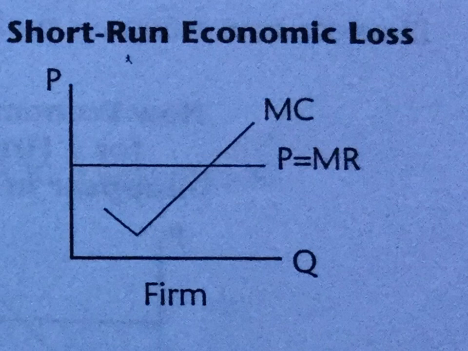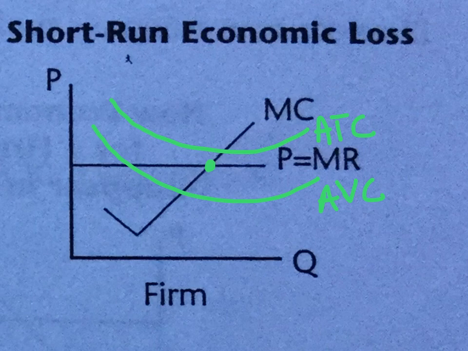So you're going to draw your average total cost above your price curve or demand curve, but your average variable cost will be below that price curve or demand curve. So again, this area right here, or that point where your marginal revenue equals your marginal cost, is going to be your profit maximizing, or in this case, loss minimizing point of production.